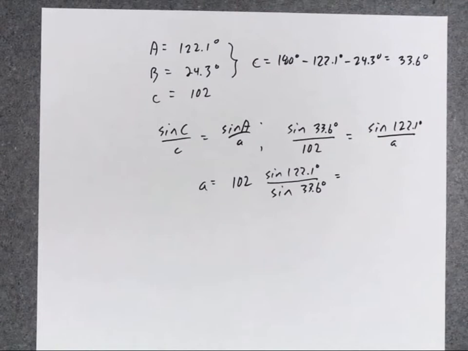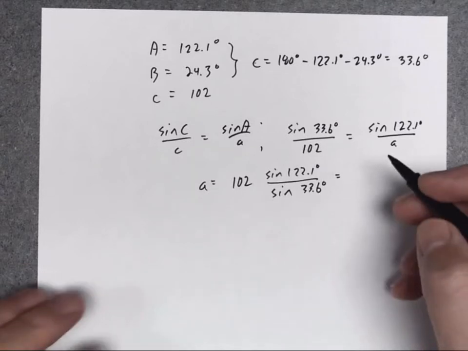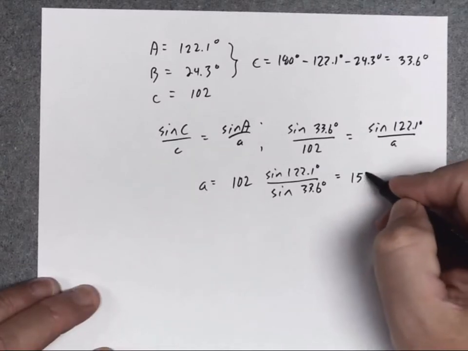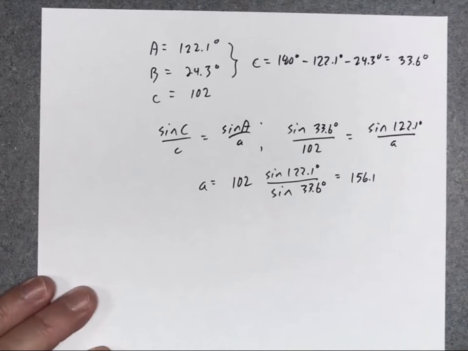If I grab my calculator, sine of 122.1 divided by sine of 33.6 times 102. And looks like side A is 156.1.